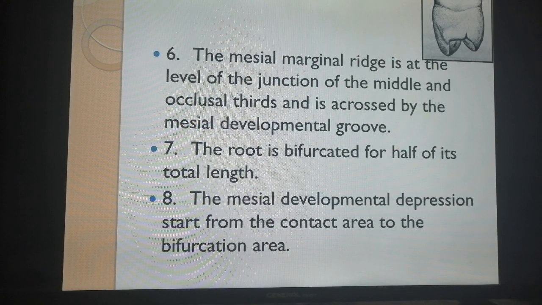Number 6, the mesial marginal ridge is at the level of the junction of the middle and occlusal thirds and is crossed by the mesial developmental groove. Number 7, the root is bifurcated for half of its total length. Number 8, the mesial developmental depression starts from the contact area to the bifurcation area.